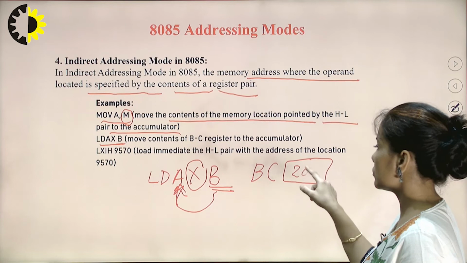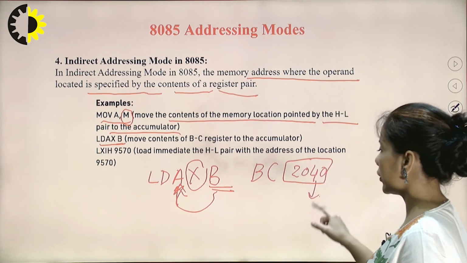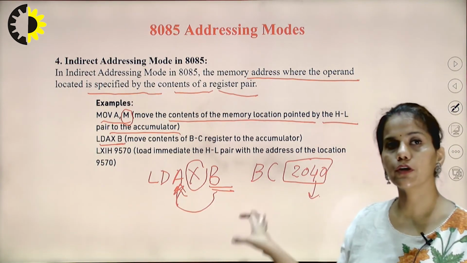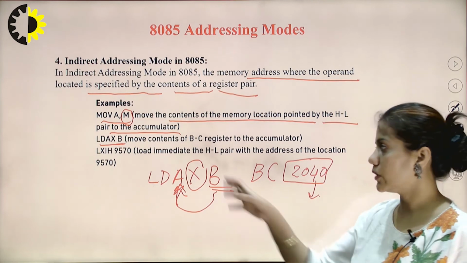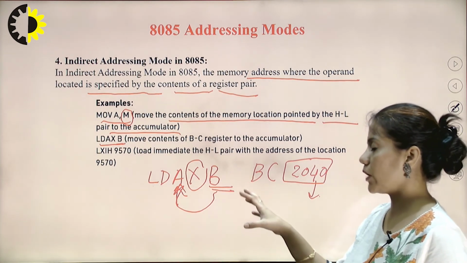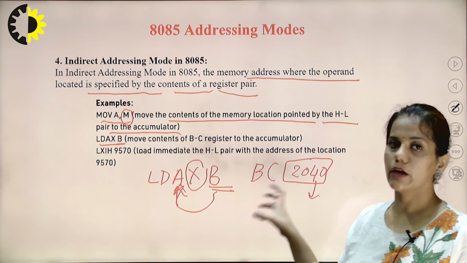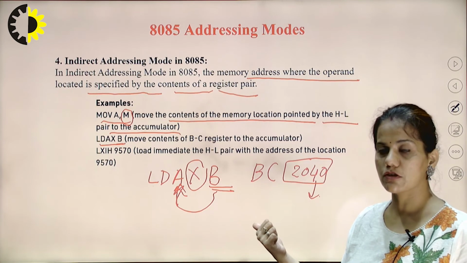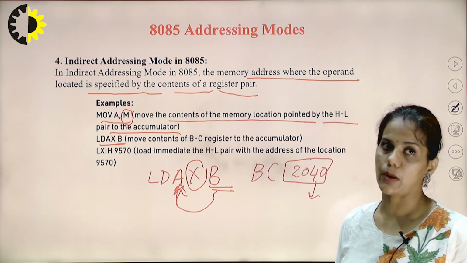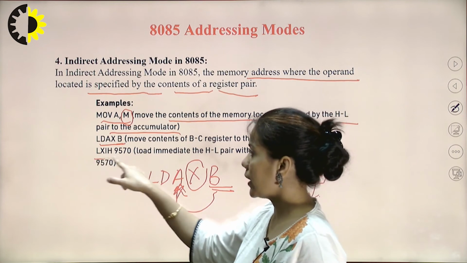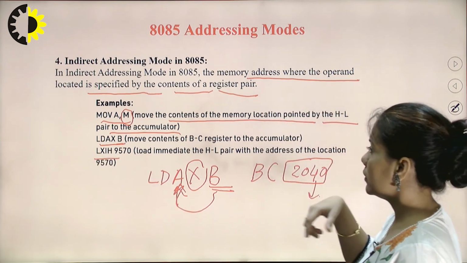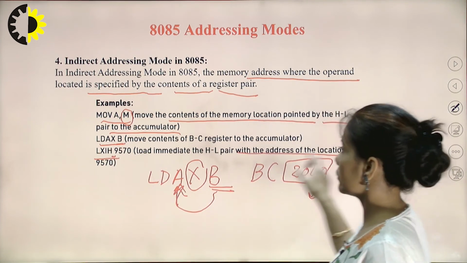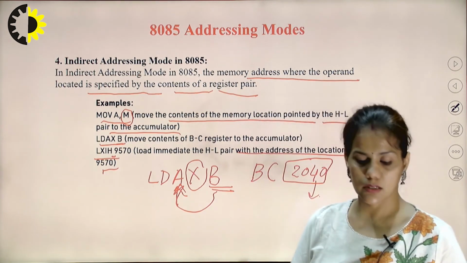Suppose BC contains 2040. This will be treated as a pointer, and the contents at this memory location will be loaded to the accumulator. So directly no operand is mentioned, the immediate data is not mentioned, the address is not mentioned, but the register pair given as an operand will act as a pointer to some memory location. Again, in this example LXI H, that is load immediate, it will load the HL register pair with the address of the memory location. So this is another example.